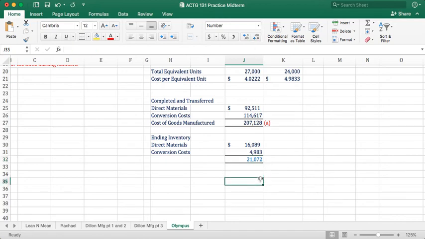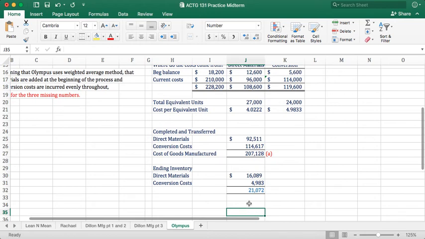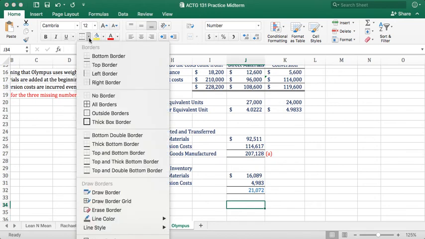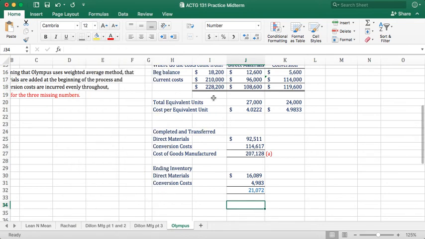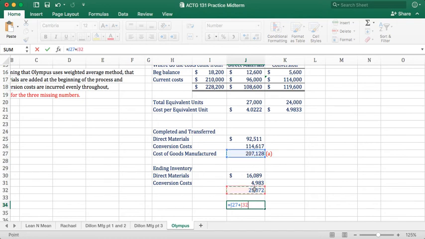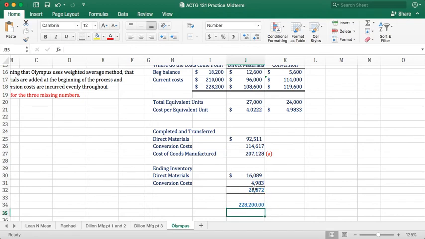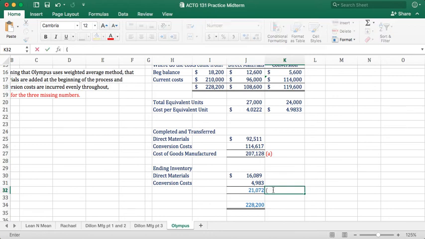And now, here's how we're going to check this number. We're going to make certain that these two numbers add up to that number there. So, this plus this equals exactly the cost that we had to work with. So this number right here is C.